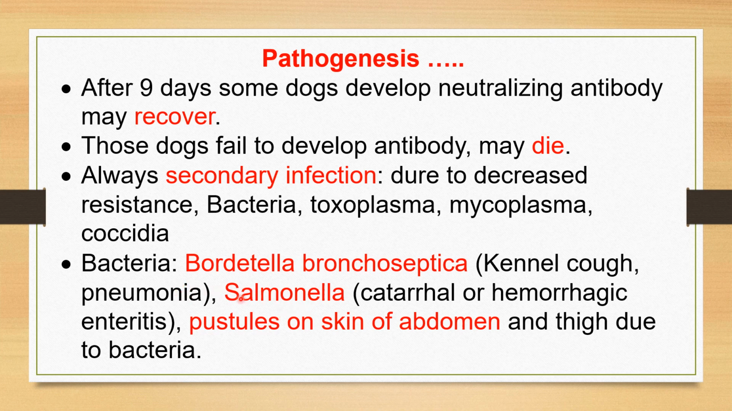Bacteria also occur when there are pustules on the skin of the abdomen and inside of the thigh. That is also characteristic for identification of this disease. So three bacterial diseases are invited here and found along with canine distemper. One is kennel cough, second Salmonella enteritis, and third pustules on the skin of the abdomen.